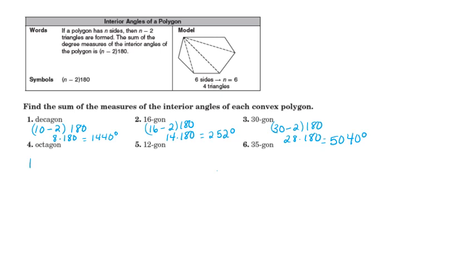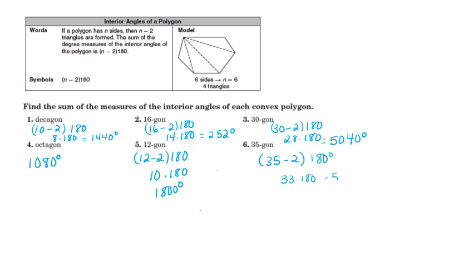Octagon, we just did that one. All right, 1080. A 12-gon or dodecagon, I think in your classwork I call it a dodecagon, is 12 minus 2 times 180, which is 10 times 180, which is 1,800 degrees. And finally, a 35-gon, which I don't think I could draw. It would look too much like a circle, which is 33 times 180, which is 5,940 degrees. So it's the number of triangles times 180, and the number of triangles is always 2 less than the number of sides.